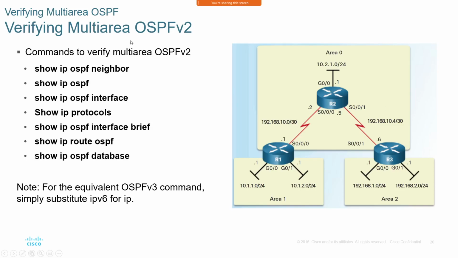So if I issue the show IP OSPF neighbor on router 1, how many neighbors do you expect me to see if I issue this command? Just one, right? There's just one connection here to router 2. So router 1 is only adjacent to router 2. Now, how about router 2? If I issue the show IP OSPF neighbor, how many neighbors do you expect me to have on router 2? 2. All right. How about router 3? Just one.